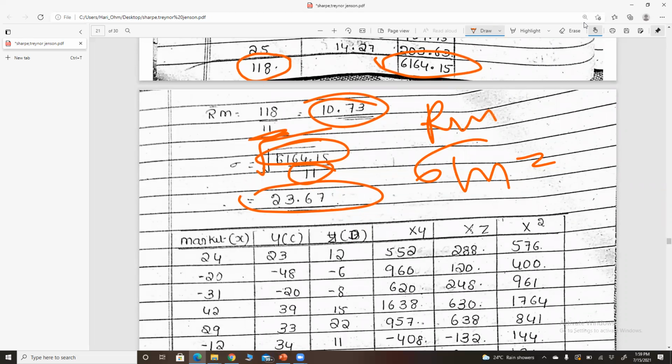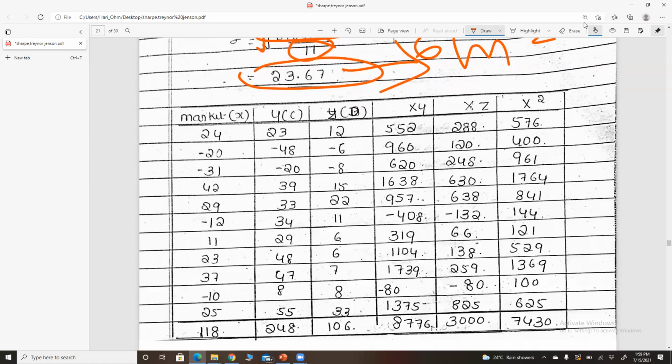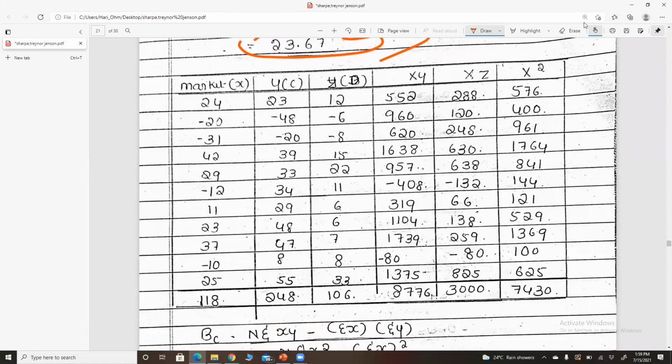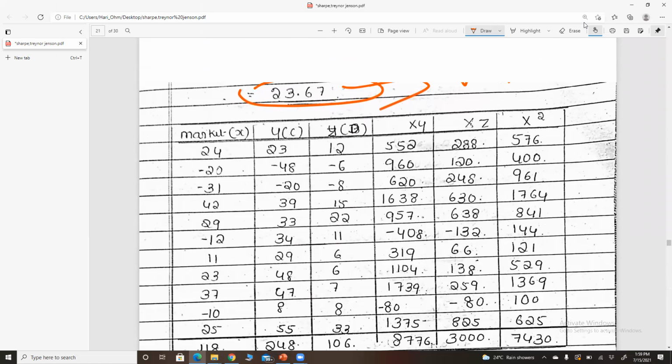As far as the market is concerned, it is 10.73. Clear? That is the market return. Then the standard deviation of M is 23.67. Next, you need to calculate beta. First, beta you have to calculate.